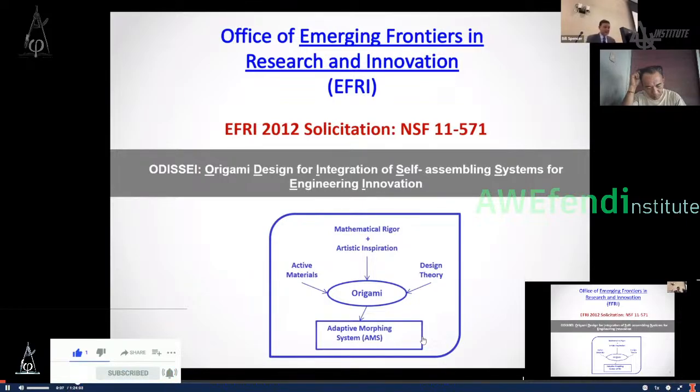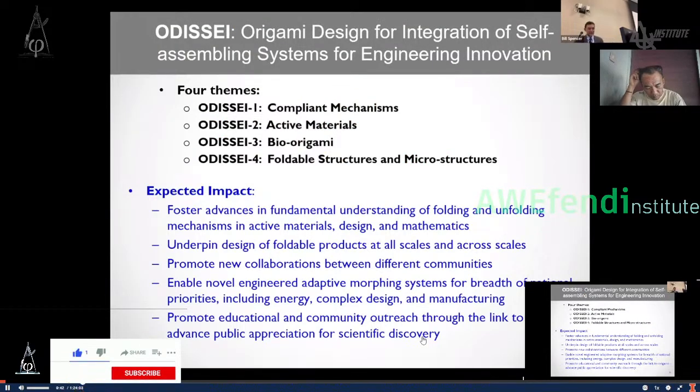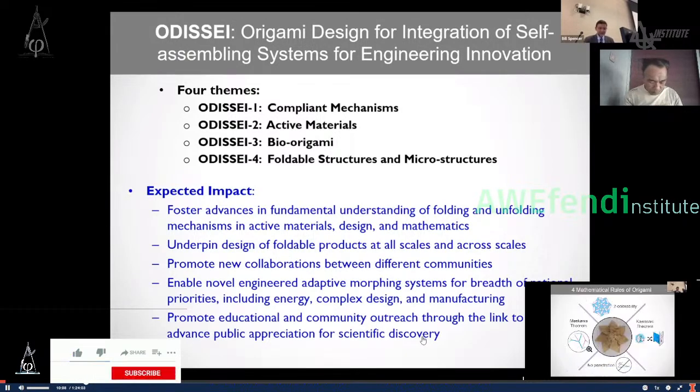Some time ago, I worked at the NSF as a program director, and over there we helped to create this program called ODISSEI. That means Origami Design for Integration of Self-Assembling Systems for Engineering Innovation. That was part of the EFRI, Emerging Frontiers in Research and Innovation, and consists of using math and fine arts and the interplay between the two, together with design theory and active materials to achieve origami and adaptive morphing systems. The main areas were compliant mechanisms, active materials, bioorigami, DNA folding, protein folding, and so on, and foldable structures and microstructures. This was around 2011, 12, and since then there has been a tremendous amount of development in the field of origami in engineering applications, especially in the US and around the world.